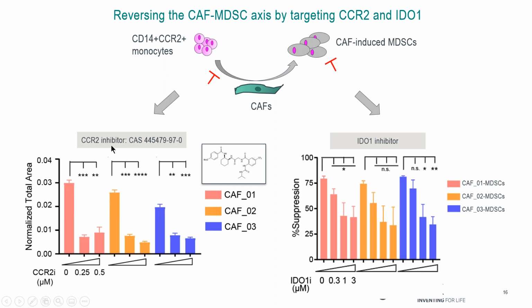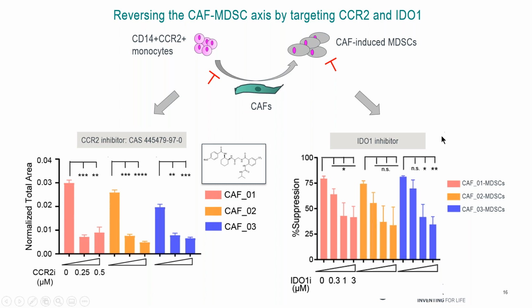So we are able to find a commercially available CCR2 inhibitor to block the CD14 chemotaxis migration. And indeed, we found that blocking CCR2 can inhibit some monocyte migration. The other way we can target this CAF-monocyte interaction is that we can inhibit the immunosuppressive molecules expressed by MDSCs. So one of the targets we're interested in here is IDO1.